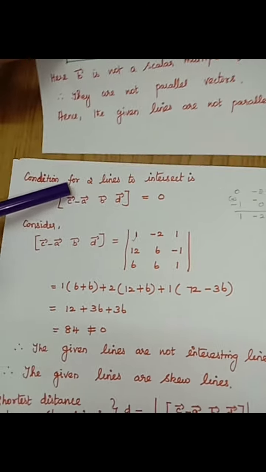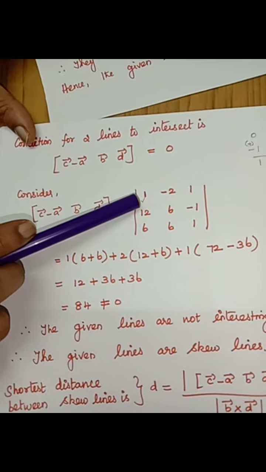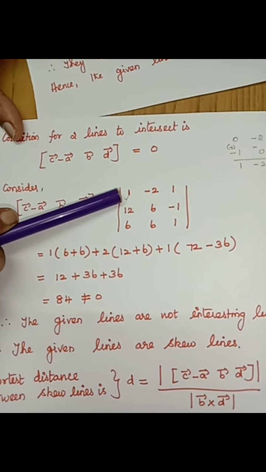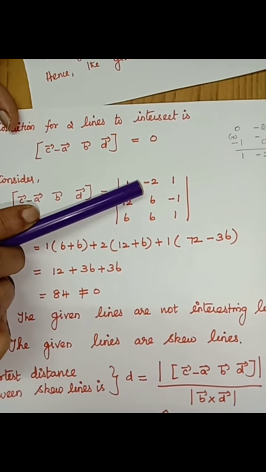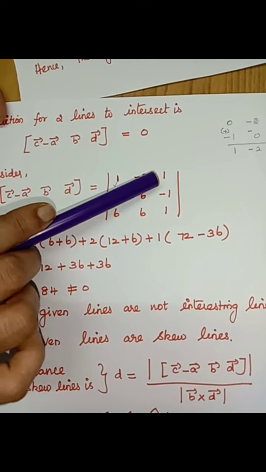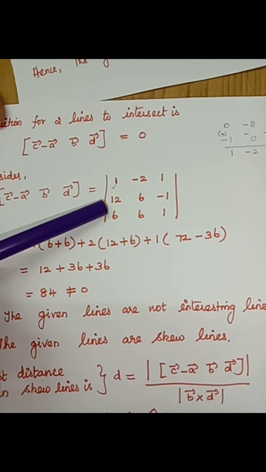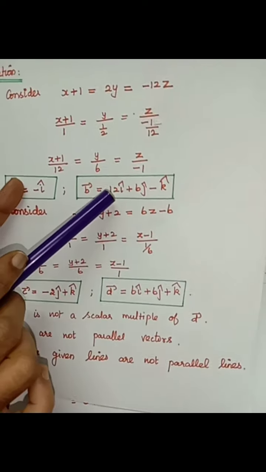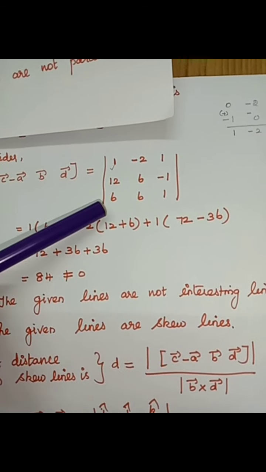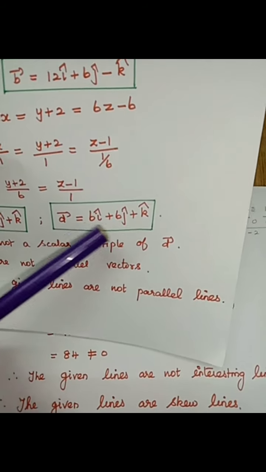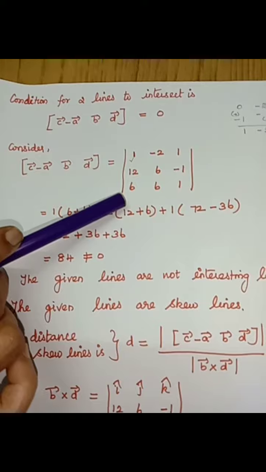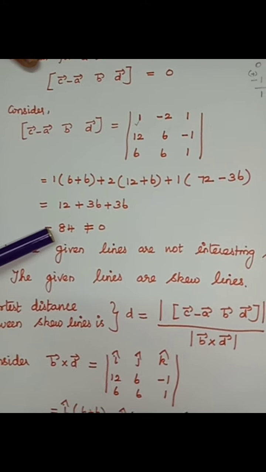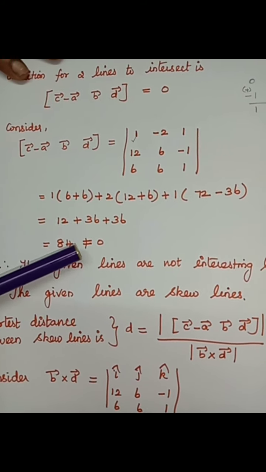So therefore C vector minus A vector, that is x2 minus x1 is 1, y2 minus y1 is minus 2, z2 minus z1 is 1. Then the B vector components: here you have 12, 6, minus 1. So here I have written. Next the D vector, the components of the D vector are 6, 6, 1. While you are evaluating, your answer is 84, so it is not equal to 0.